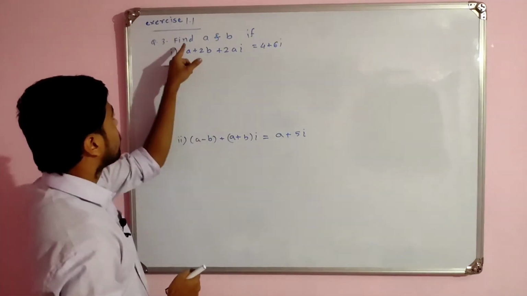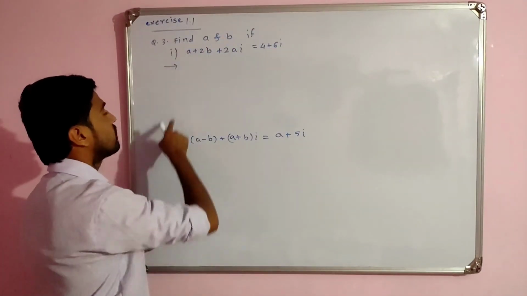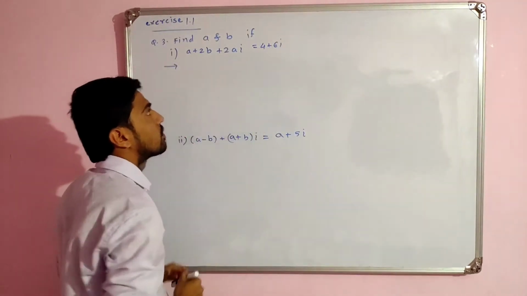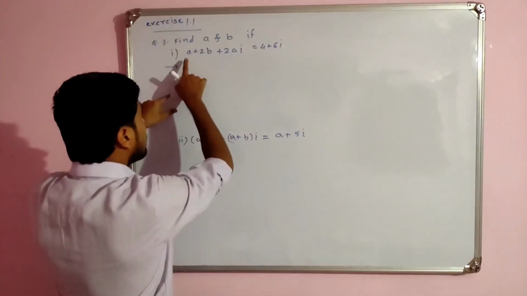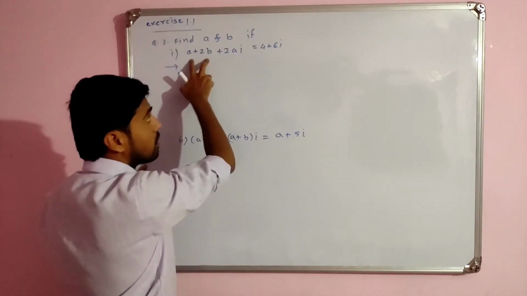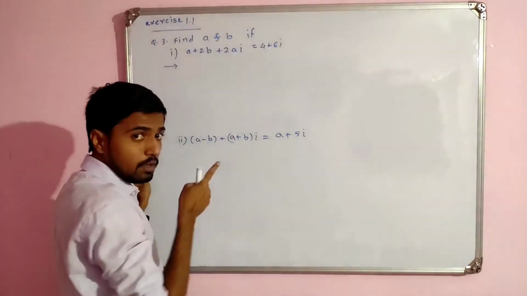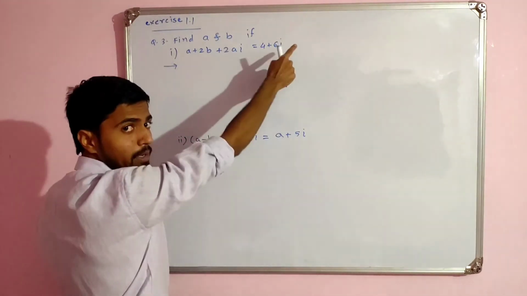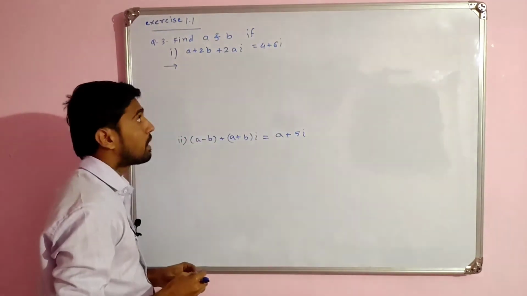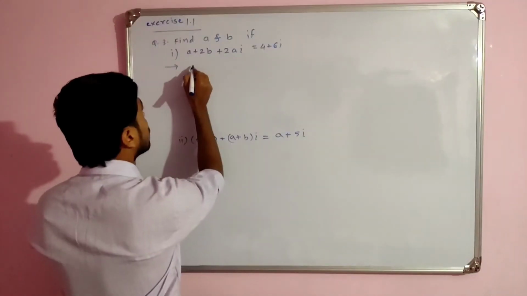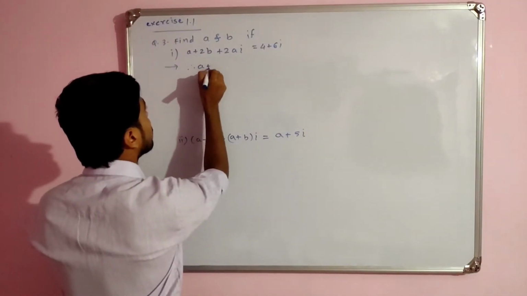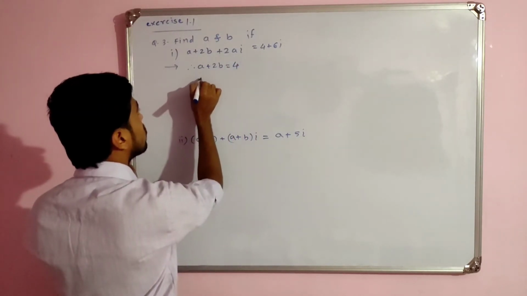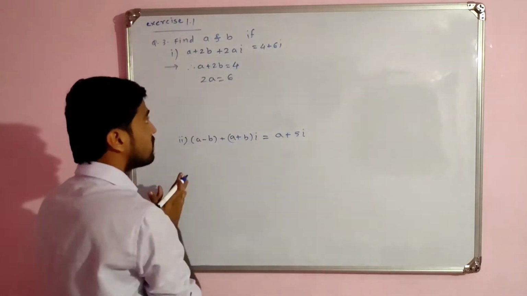Next question, find A and B if first A plus twice B plus twice AI is equal to 4 plus 6I. See here, A plus twice B, which is the real part, and twice A, which is the imaginary part. Here also 4 is the real part and 6 is the imaginary part. So comparing imaginary part and real part, so A plus twice B is equal to 4, which is the real part, and twice A is equal to 6, which is the imaginary part.